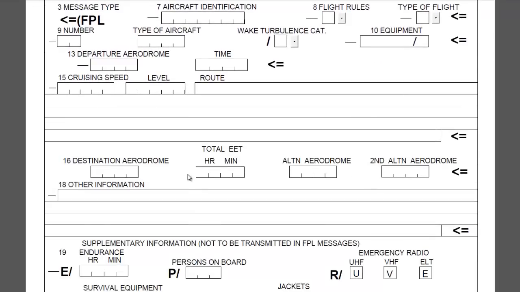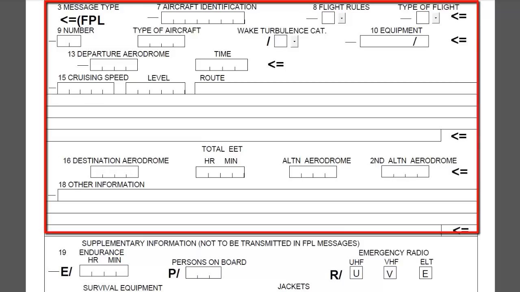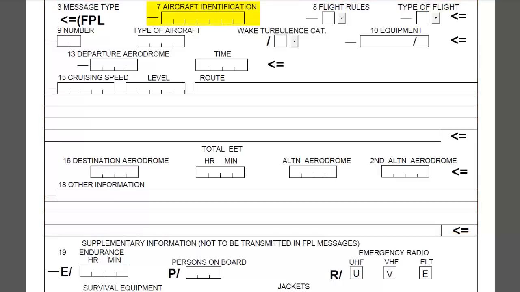So let's review, starting with the top section here, what each of these boxes is going to be for. This is the main part of your flight plan where you would begin filling out the information. Starting with item number 7, this is the aircraft identification. This is where you put your aircraft tail number. So let's put a tail number in there, and we'll just put a fake tail number in there. So we'll just say we have aircraft 1, 2, 3, 4, 5.